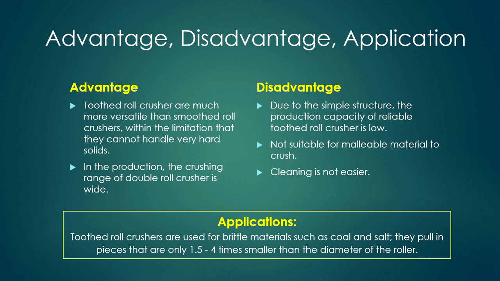The production capacity of a tooth roll crusher will be low, and in this case the cleaning is also not easy. The application is that this type of tooth roll crusher is generally used for brittle materials such as coal and salts. They take in pieces that are only 1.5 to 4 times smaller than the diameter of the roller.